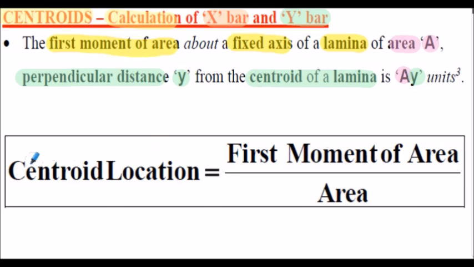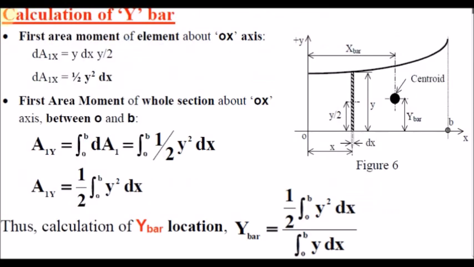So generically speaking, the centroid location is the first moment of area about a datum axis divided by the area of the laminar, or the area of the section considered. That's a generic formula we'll be using to calculate the x-bar and y-bar locations. Let's first consider the calculation of the y-bar location, shown here on the diagram.